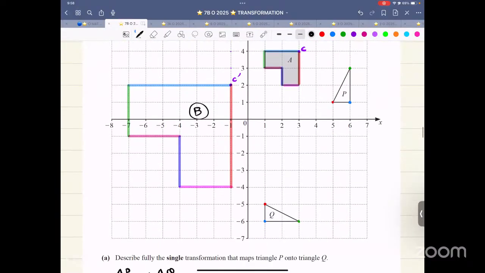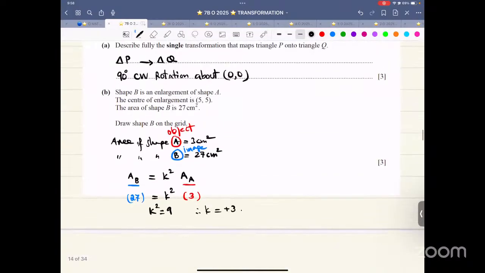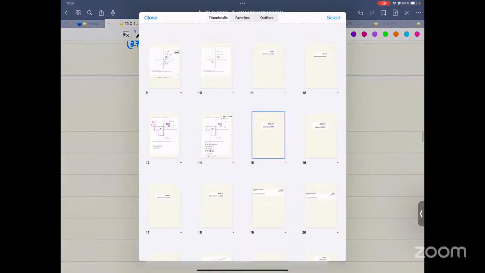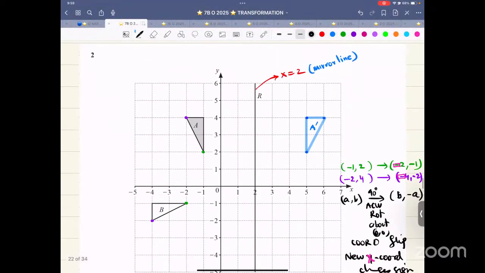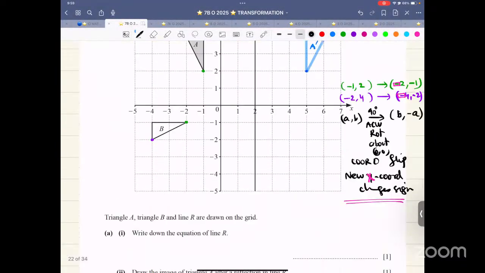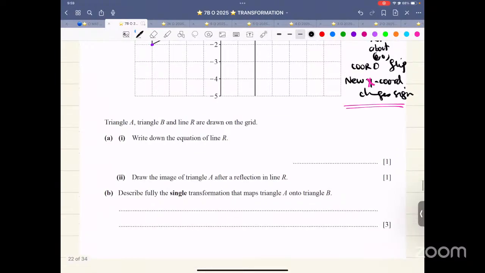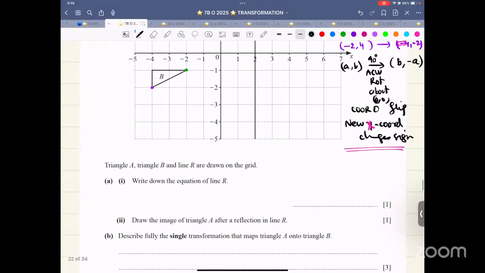So exactly over here, that is the concept. And the counting, I have done a much better job telling you people right now. So now over here, it says triangles A, B, and line R are drawn. A and B are triangles, the line is R. Write down the equation of line R.